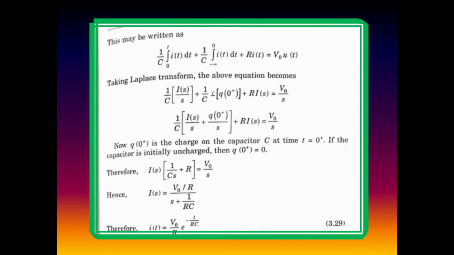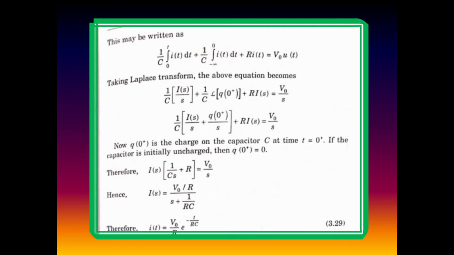We can rewrite this equation so that we can take the Laplace transformation. You write the equation as 1 by C integral 0 to t i of t dt plus 1 by C integral minus infinity to 0 i of t dt plus R into i of t equal to V naught into u of t. Now we take the Laplace transformation of the above equation. You get 1 by C into I of s by s plus 1 by C into q of 0 plus R into I of s equal to V naught by s.